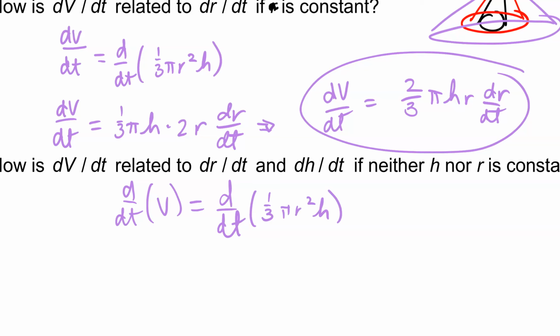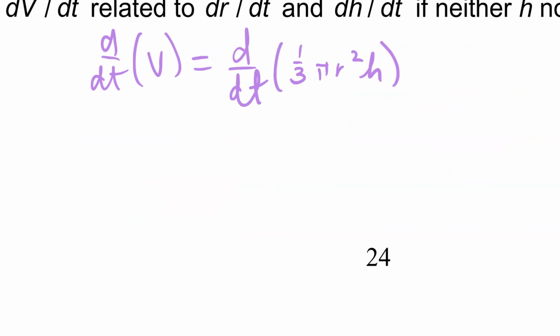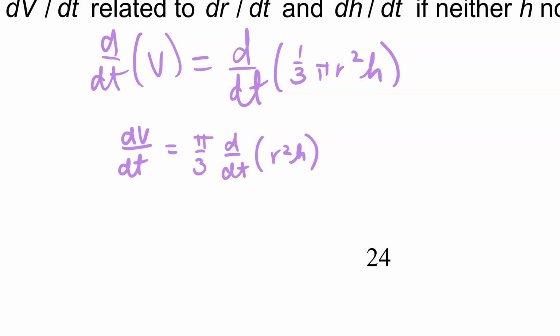So what? Why are you writing like that and not? I mean, I was showing taking d/dt of both sides. So dV/dt is going to be equal to, let's see, pi over 3 times d/dt of r squared h, because I pulled out the constant. Okay, so now I have the product rule.